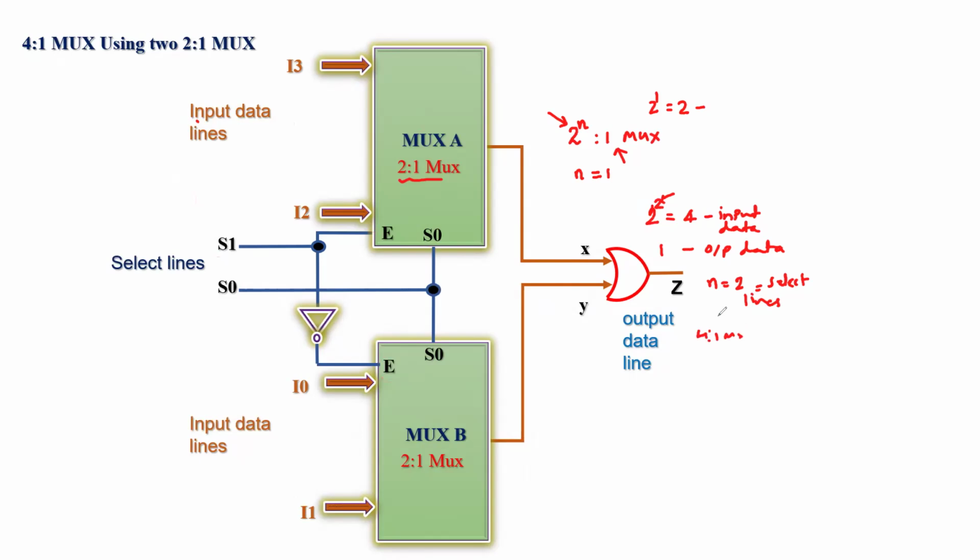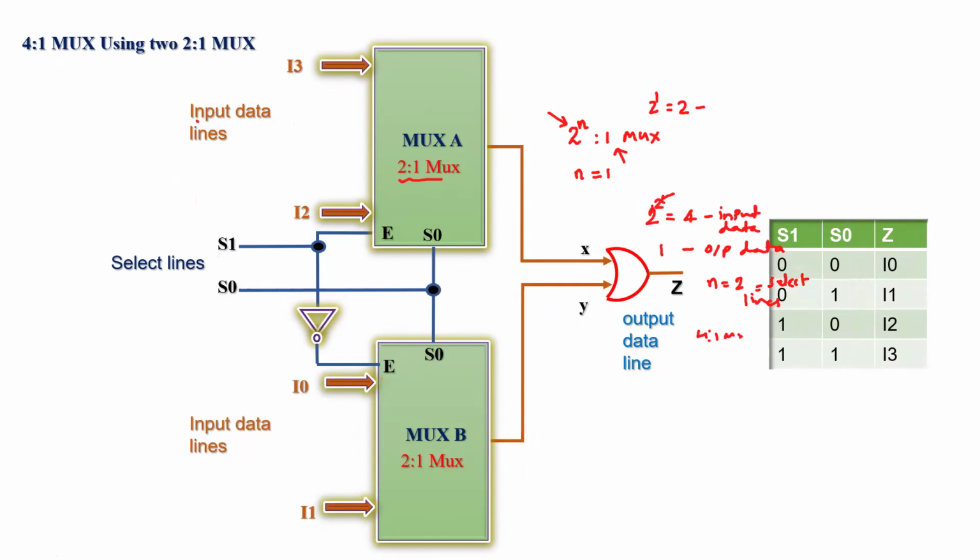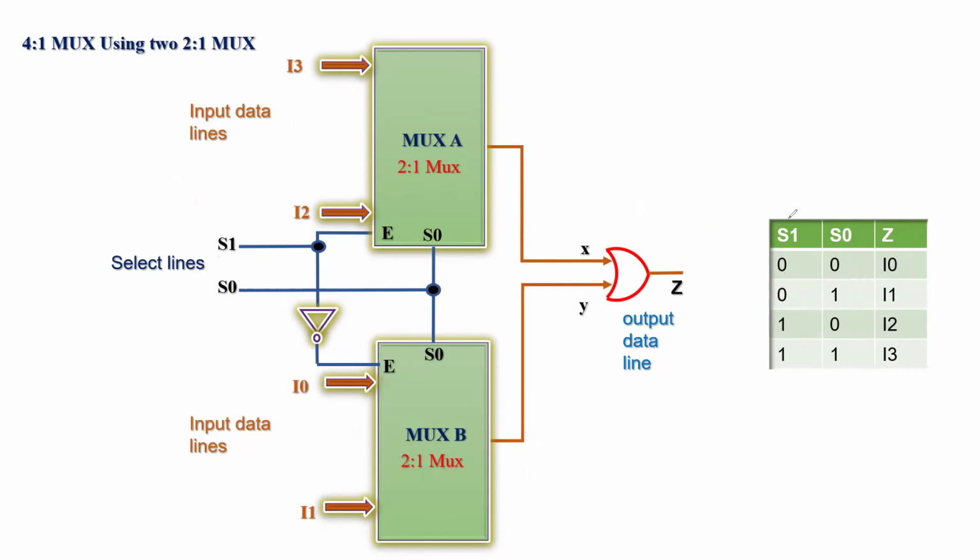So let us now see how this particular circuit or schematic will work as a 4:1 MUX. We can indicate that by means of the truth table. Let us examine how this truth table will work here. For the 4:1 MUX, there are two select lines S1 and S0, and one single output data line. Since there are two select lines, you have got four possible combinations of input: 0 0, 0 1, 1 0, and 1 1.